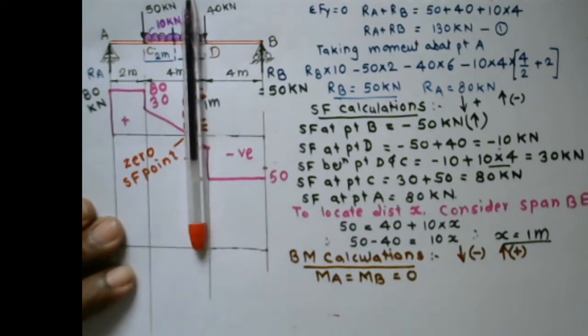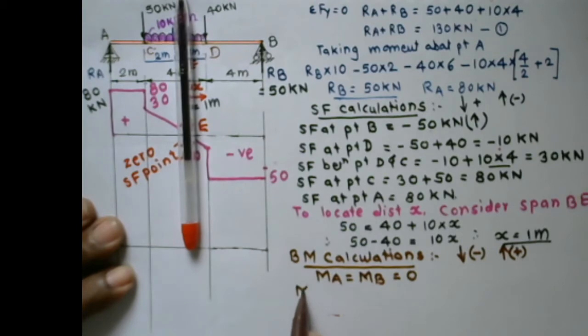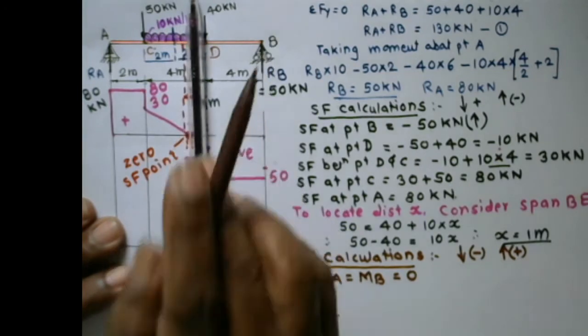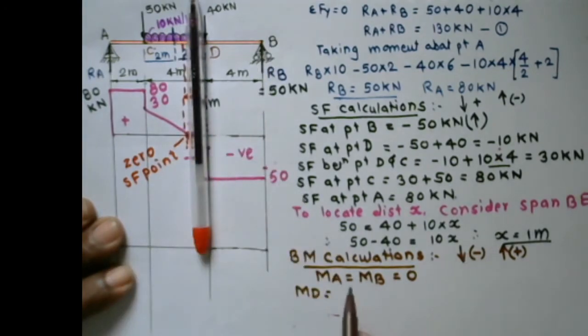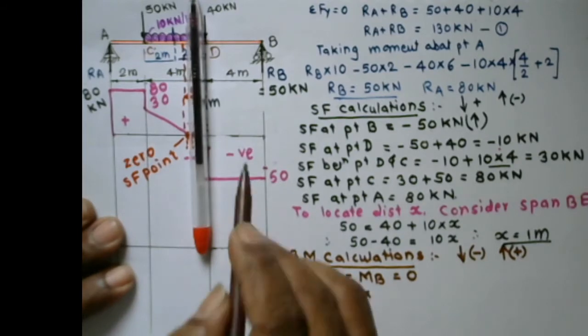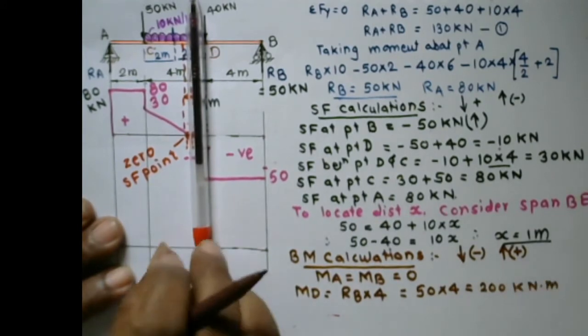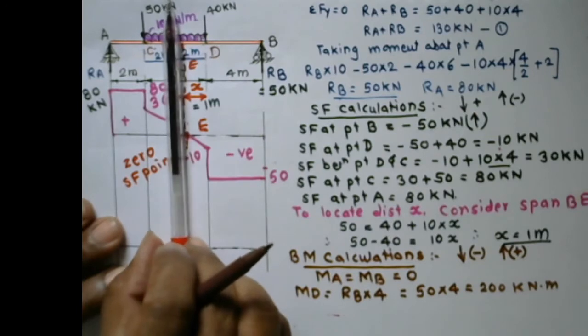Now come to the points. At point D we will take moment at point D. Bending moment at point D is equal to, at the right hand side of point D RB is acting, RB is going in upward side, so sign convention is positive. RB into its distance up to the point is 4, so 50 into 4 becomes 200 kilonewton meter. This is the bending moment at point D.